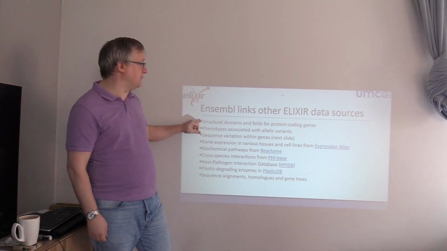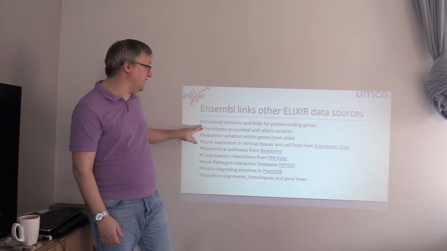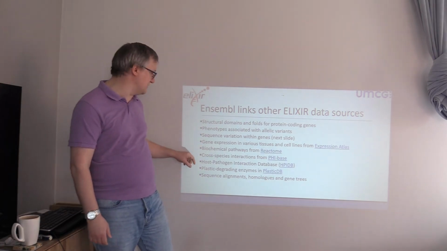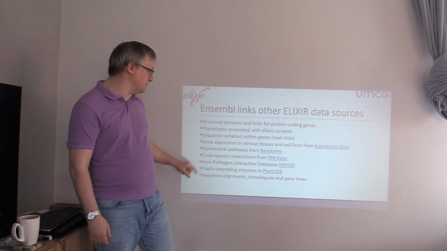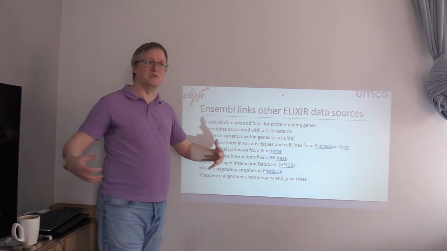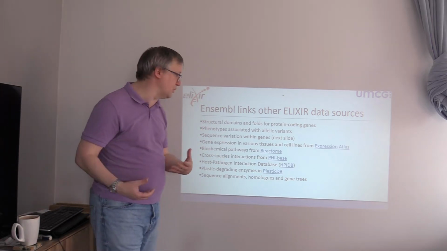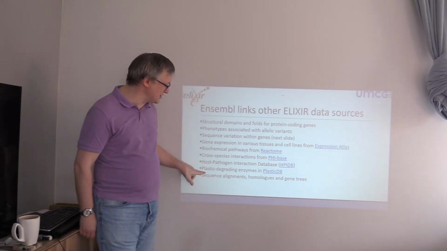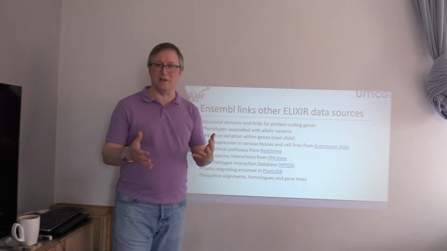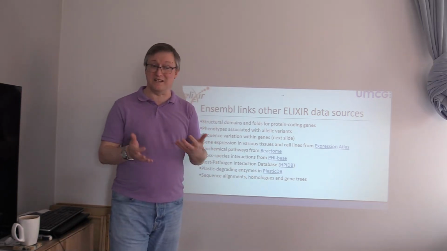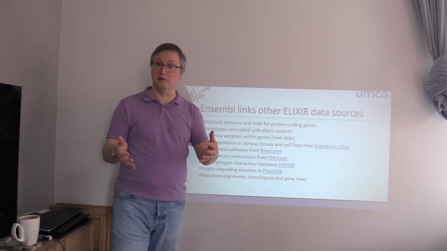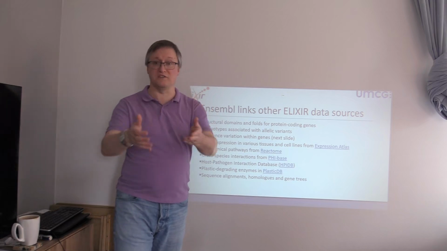So for this, information about structural domains, phenotypes, sequence variants, gene expression, of course, is quite important, biochemical pathways, cross-species interactions. These are all sorts of things that you might expect to be pulled together to make bioinformatics work more coherently. But look at this down here, plastic degrading enzymes. Yes, the PlasticDB is out there. There are enzymes that can work with plastics, and so that kind of information gets pulled together under this big hat of ELIXIR, which means it's all available to Ensembl.